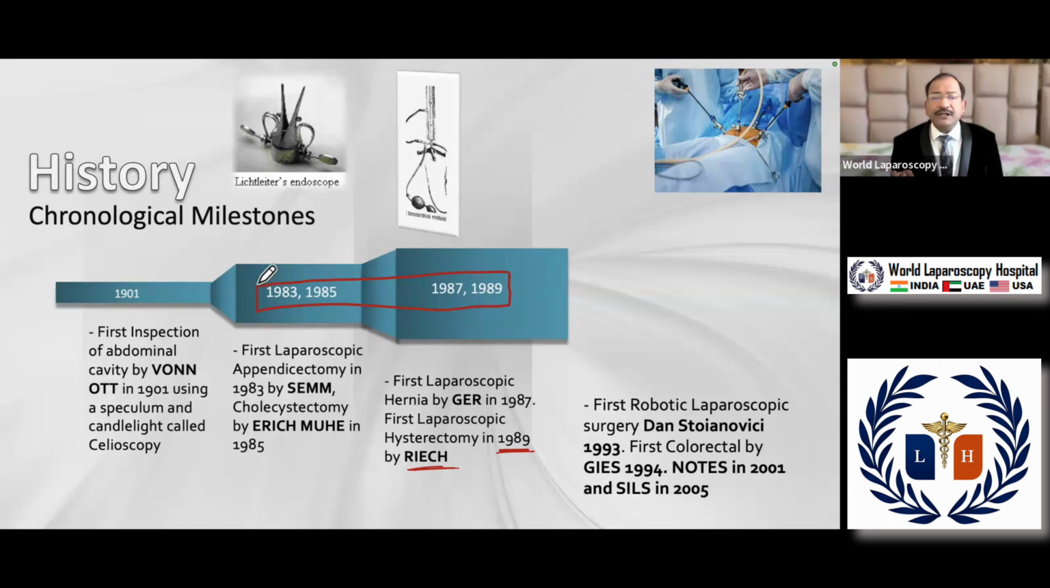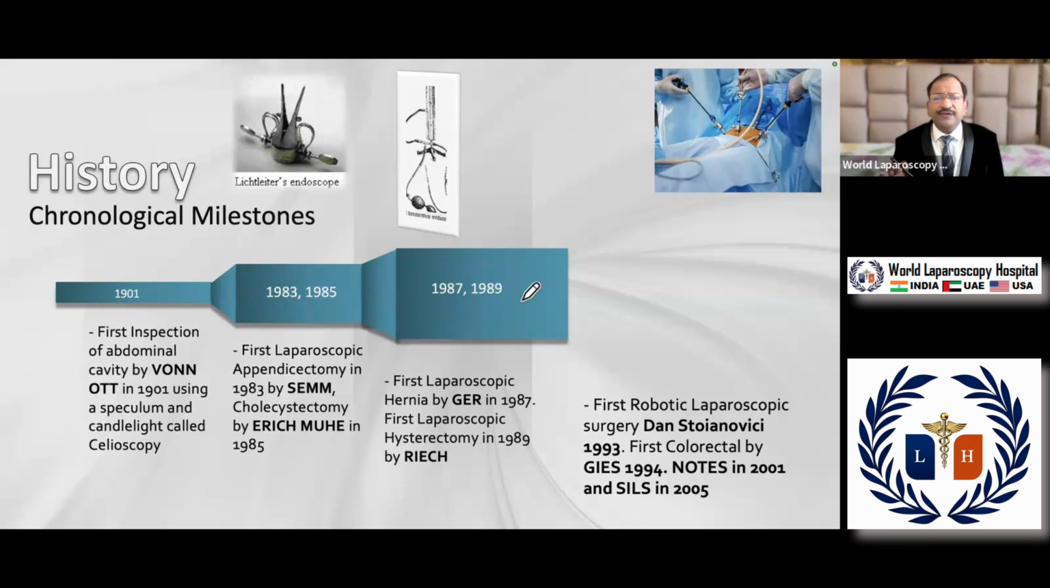Most of the important surgeries: in 83 it was appendectomy, 85 was cholecystectomy, 87 was hernia, and 89 was hysterectomy. And in between, most of the other surgeries were also performed, like the ventral hernia and duodenal perforation. So this era, 83 to 89, is called the golden era of laparoscopy.